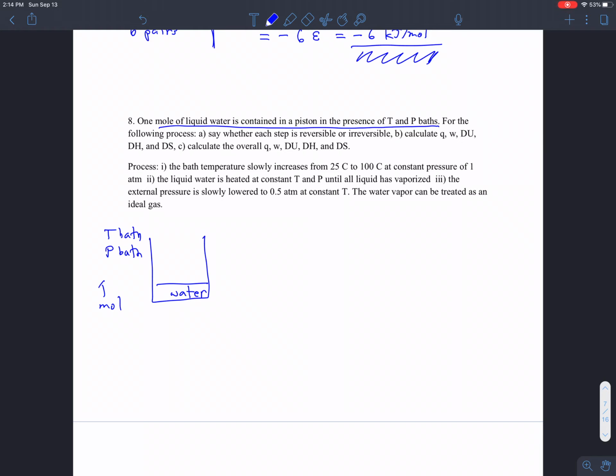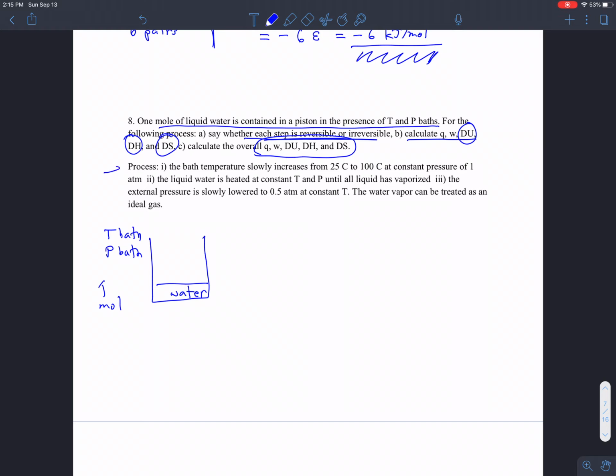It says that this is going to go through a process, and for each step in the process, say whether the step is reversible or irreversible. So here's a situation where it doesn't tell you whether it's reversible or irreversible. You have to decide for yourself. And then calculate all these quantities, the heat, the work, the change in energy, the change in enthalpy, and the change in entropy. And then do the same thing for the overall changes in heat, work, energy, enthalpy, and entropy, not just for every step, but for the overall process.